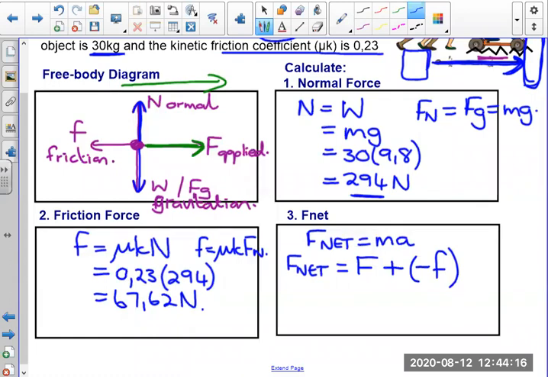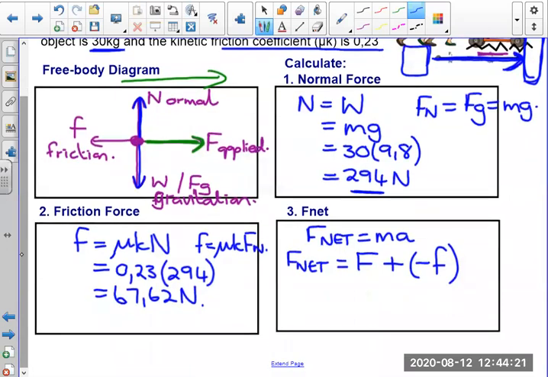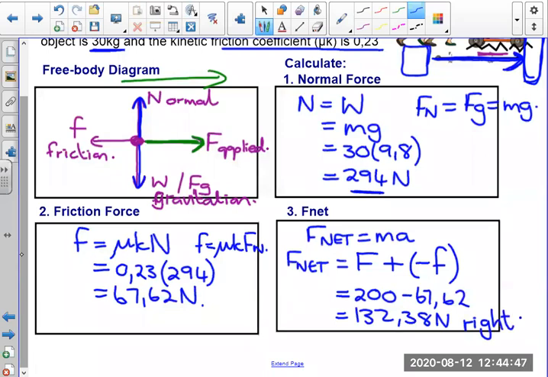Now when I substitute it in the question, I said the applied force is 200 newtons. So we have the applied force and we just worked out the friction force, which was 67.62. And then when we subtract these two, we're going to get an answer of 132.38 newtons. And then this one will go to the right. Because the net force is a vector, I'm going to say the net force is going to go to the right. It's the force that's going to make this go-kart go in a certain direction.